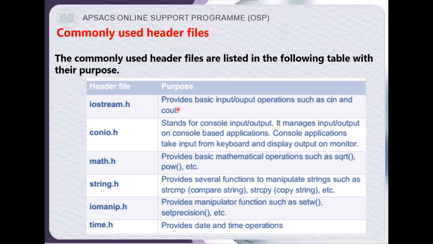iostream provides basic input-output operations such as cin, cout. conio stands for console input output. It manages input output on console based application. Console application takes input from keyboard and displays output on monitor.